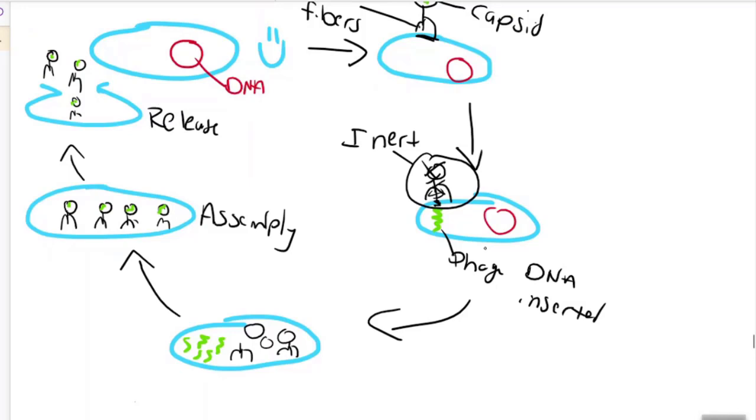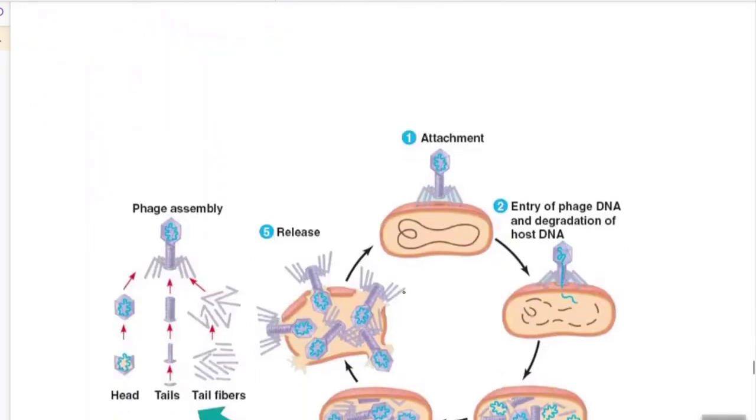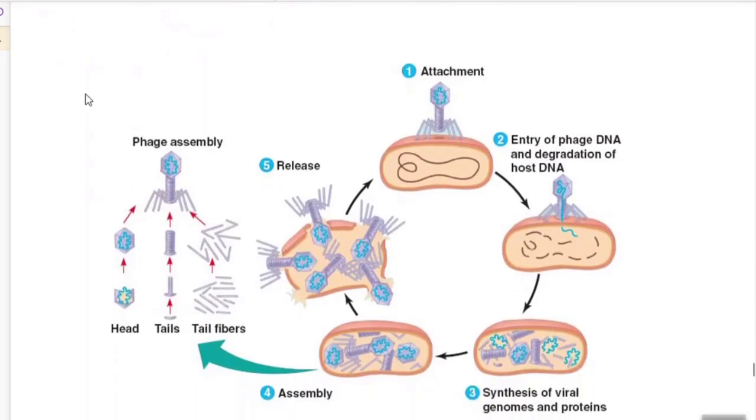Alright, and if you don't like my pictures because they look like a 5-year-old drew them, here is a pretty picture down here. Okay, remember, the phage attaches to the bacteria. It inserts its DNA into the bacterial cell. It starts synthesizing some new parts, which will eventually assemble. And then finally, the virions will be released from the bacteria. That is, again, the lytic cycle.